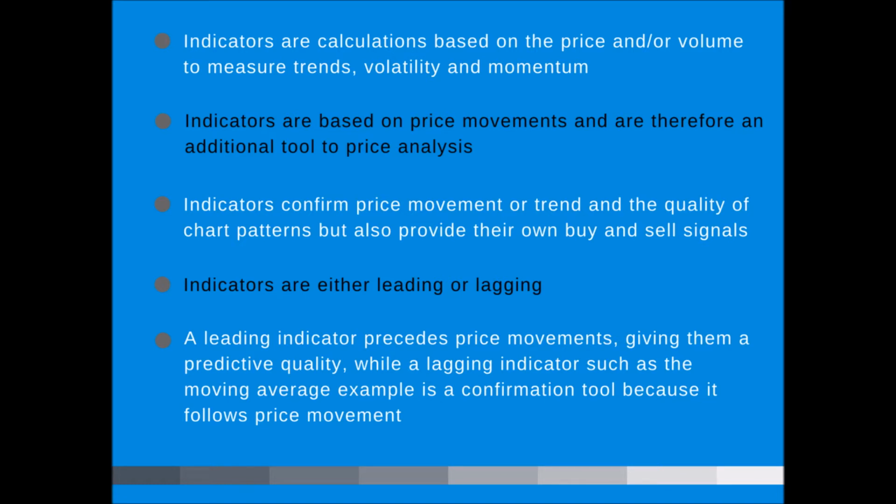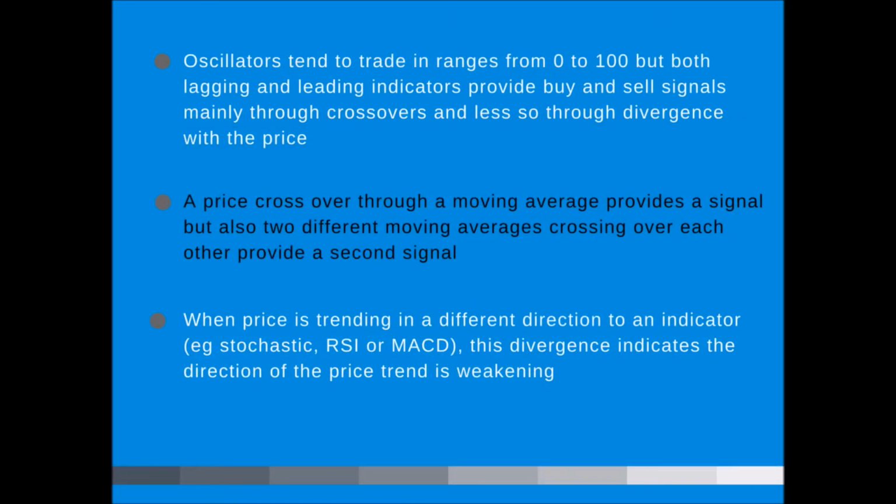So indicators are either leading or lagging. A leading indicator precedes price movements, giving them a predictive quality, while a lagging indicator, such as the moving average example we've seen, is a confirmation tool because it follows price movement. Oscillators tend to trade in ranges from 0 to 100 to make them easy to read, but both lagging and leading indicators provide buy and sell signals mainly through crossovers and less so through divergence with the price.